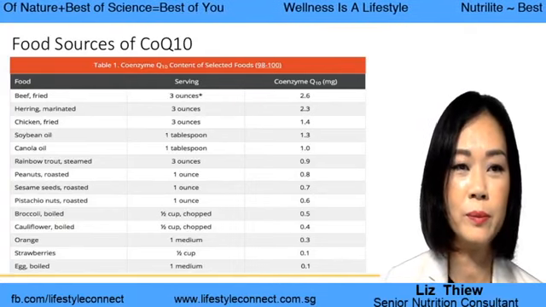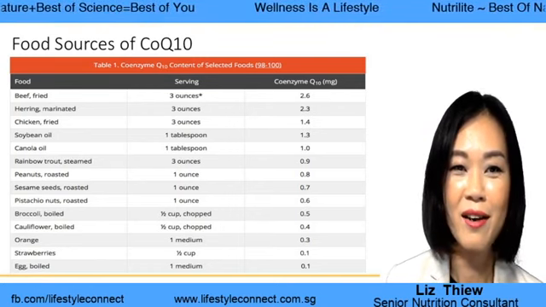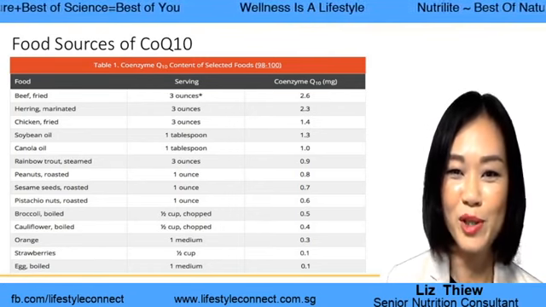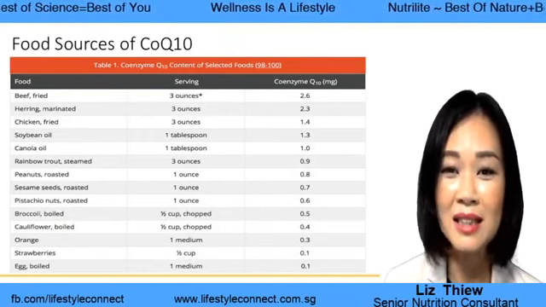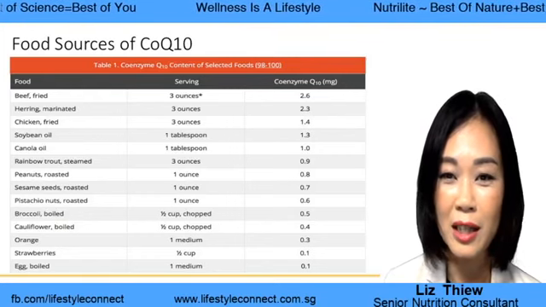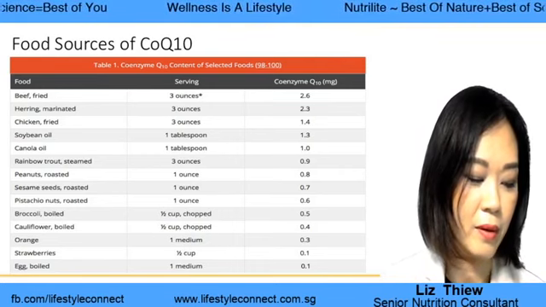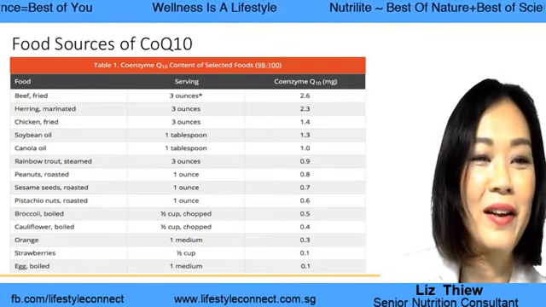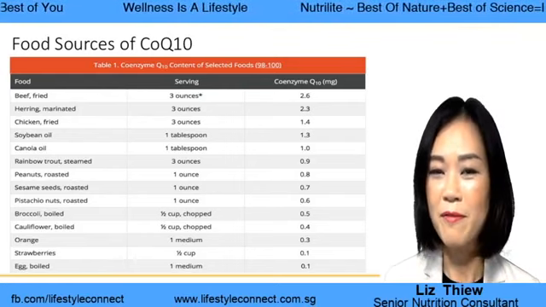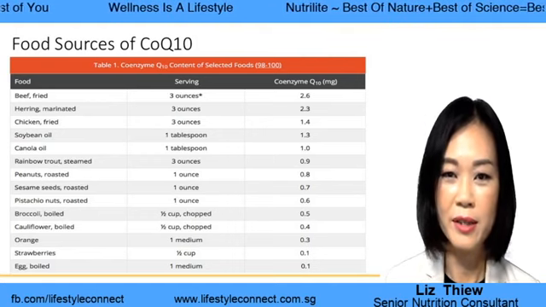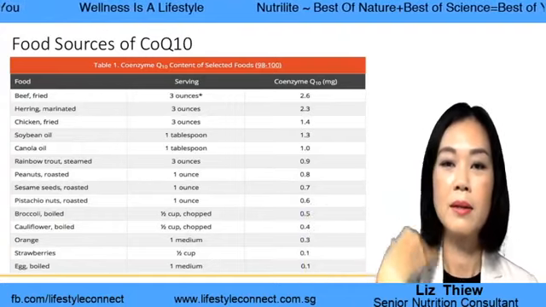For example, if you want soybean oil, it also has some coenzyme Q10. One tablespoon gives you 1.3. So if you want to achieve 30 milligrams, you need to take 30 tablespoons. You have to drink oil. Some vegetables also have it, but very minimal, too little to be significant. So we can actually get it from normal food also, but it's very little.